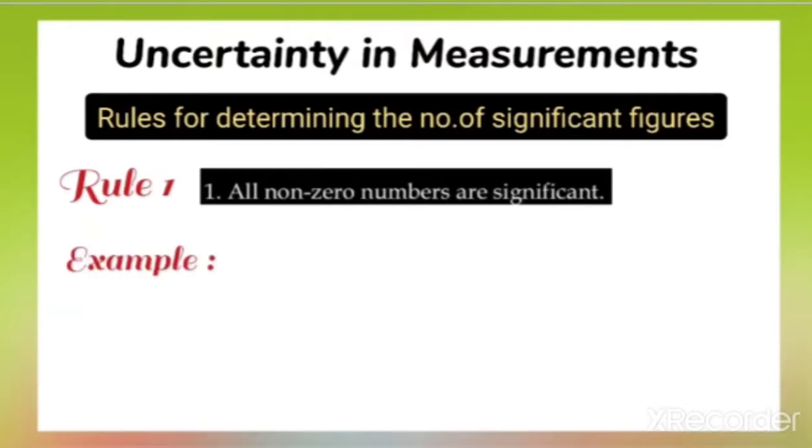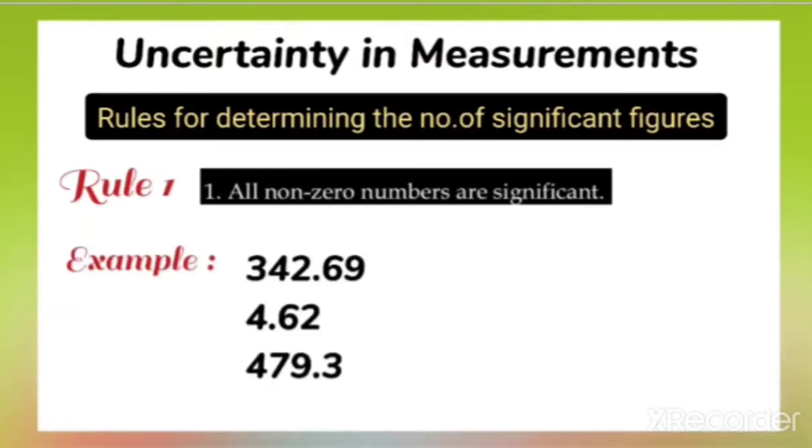Let us take some examples. Now look at these examples. First example, let us tick out which are the significant figures here. Here, 3 is a non-zero, 4 is a non-zero, 2 is a non-zero, 6 is a non-zero, and 9 is a non-zero. So in total how many significant figures do we have? 1, 2, 3, 4, 5. So in this case, there are 5 significant figures.